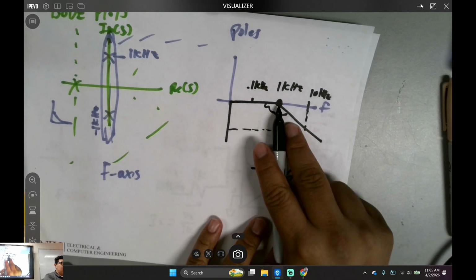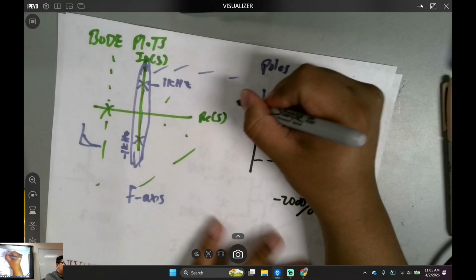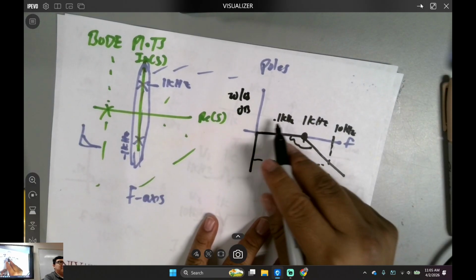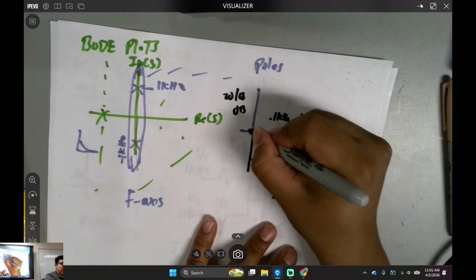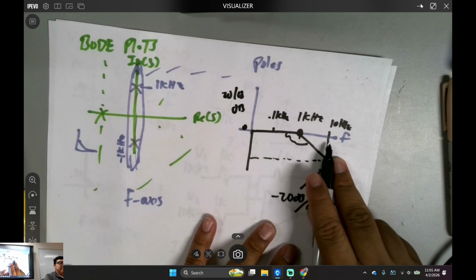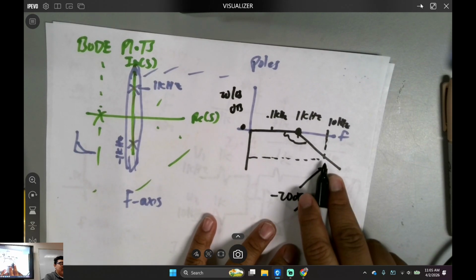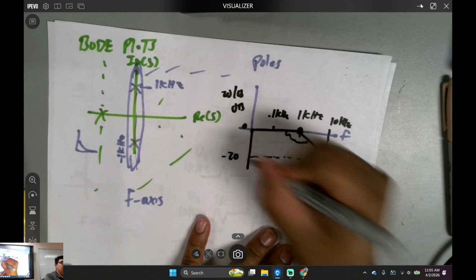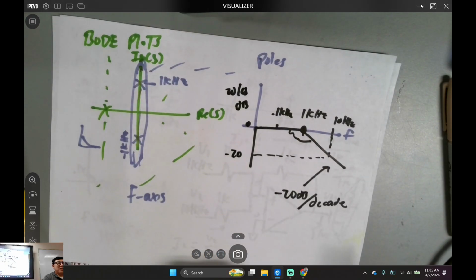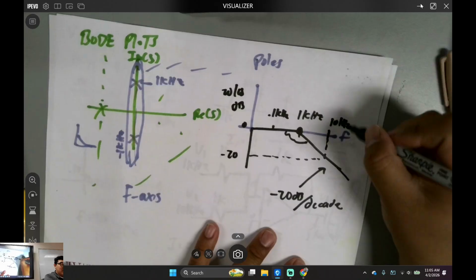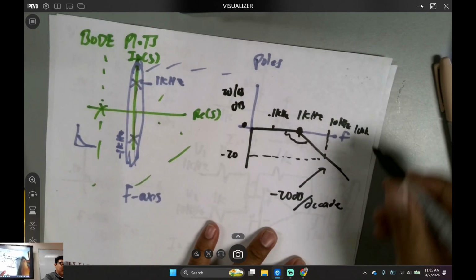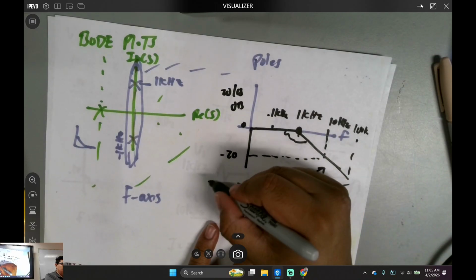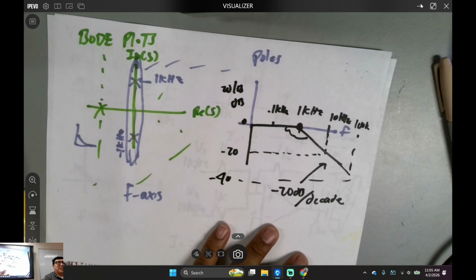So, what's up? This is a 20 log dB, right? 20 log whatever. This right here is 0 dB. So if I go 1 decade here and it's minus 20 per decade, what's the value here? Everyone understanding what's going on? If I go to 100K, what's the value over here?